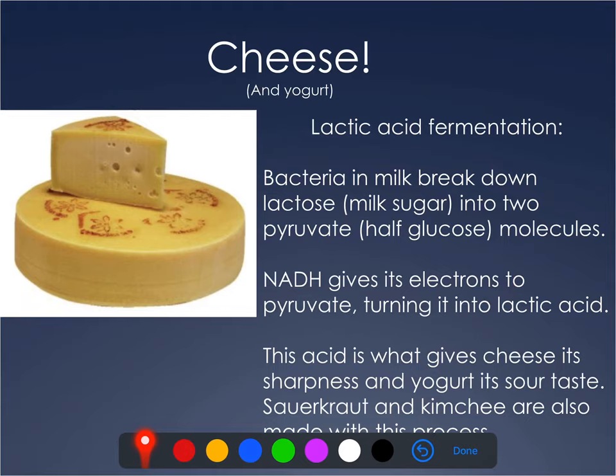In some organisms, instead of making lactic acid, they might make acetic acid. And in which case they're going to be making something like a vinegar or a kombucha or something like that. But you're going to be making some type of acid.